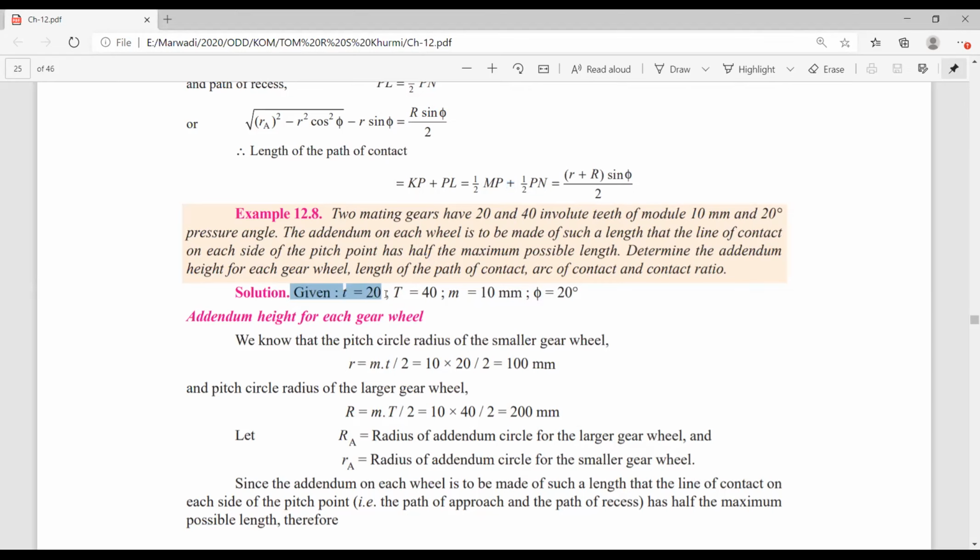The important thing is the given data: small t, capital T, that is 40, module is 10, phi is 20 degrees. Addendum is not given, so we have to determine the addendum.